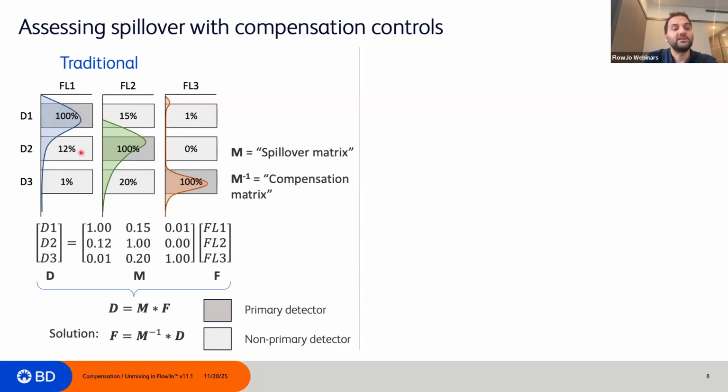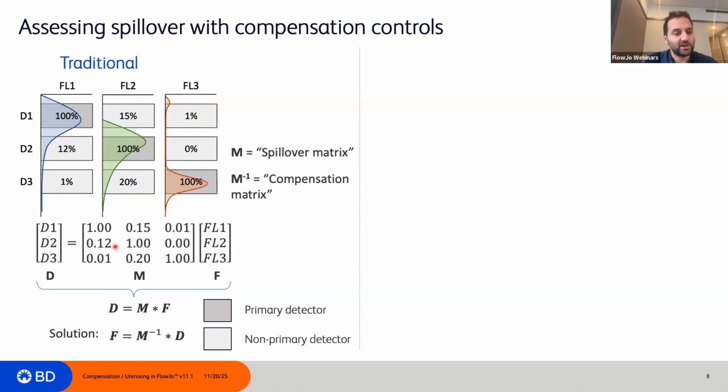Okay, so this is inverted now. It's written as an equation here. So all the signal of the detector 1, 2, 3, we assign the value of 1. So the 100% is 1 for the fluorochrome 1, 0.15 for the fluorochrome 2, and 0.01 for fluorochrome 3. So what we need to solve now is this equation.